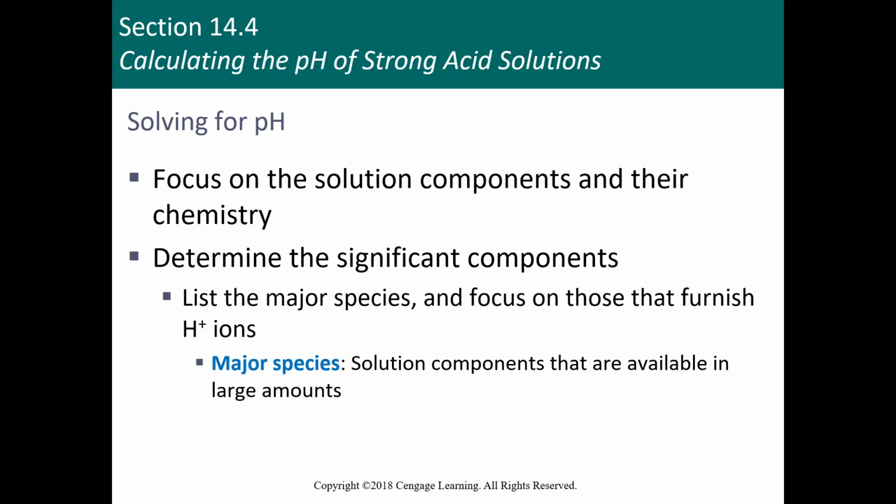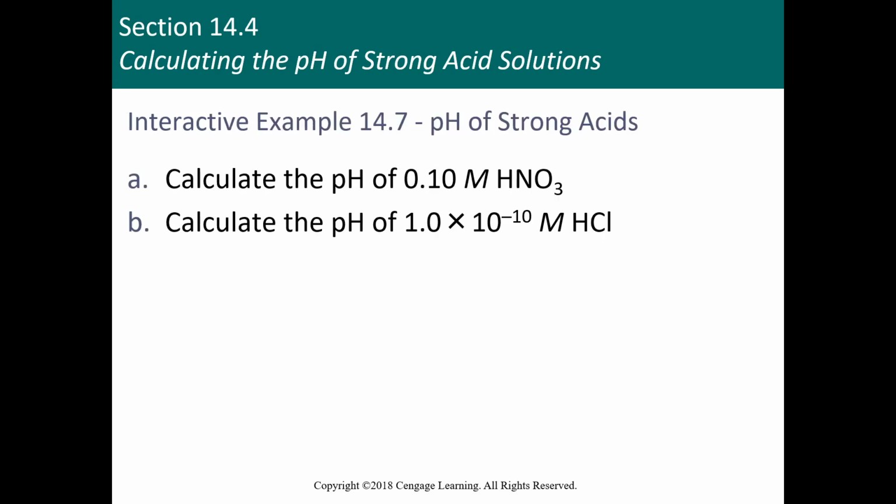All right, so when you're solving for pH, you should focus on the solution components and their chemistry. Determine the significant components, list the major species, and focus on those that furnish the H plus ions. Because again, you're solving for pH, right? The major species are going to be the solution components that are available in large amounts, which you probably could have figured out just from the name.